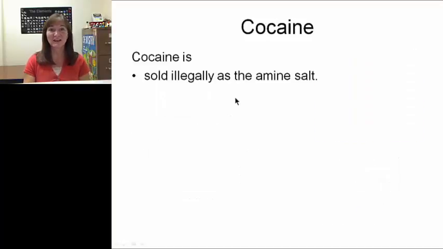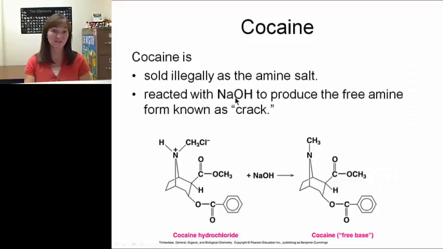The first one is cocaine, which is sold illegally as the amine salt. So the first one here on the left is the cocaine, and here is the salt. So here is the ammonia, the amine that had accepted this hydrogen ion and became positively charged. And so here's the chloride salt. So this is cocaine. If you react cocaine with sodium hydroxide, that gives us this free amine, where it's no longer a salt and it's no longer charged. And this molecule is what we know as crack.